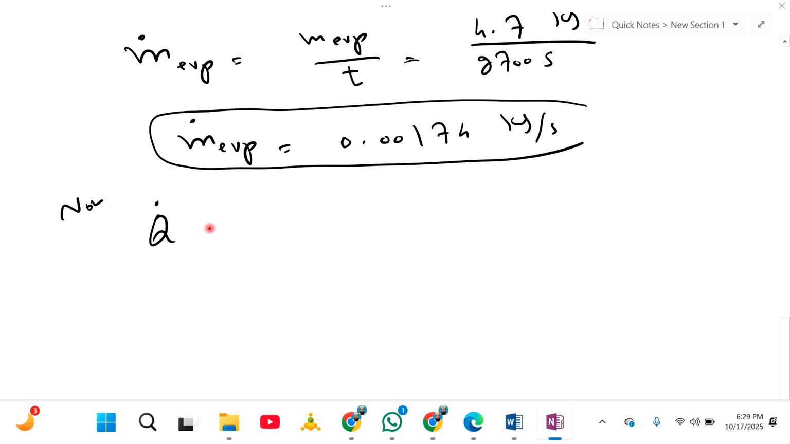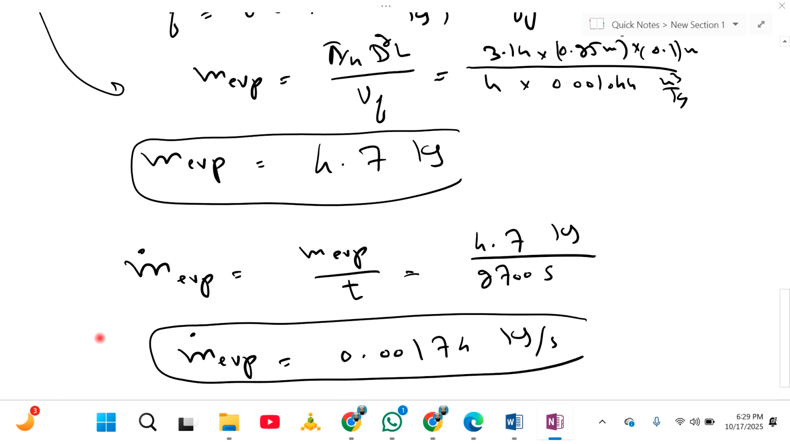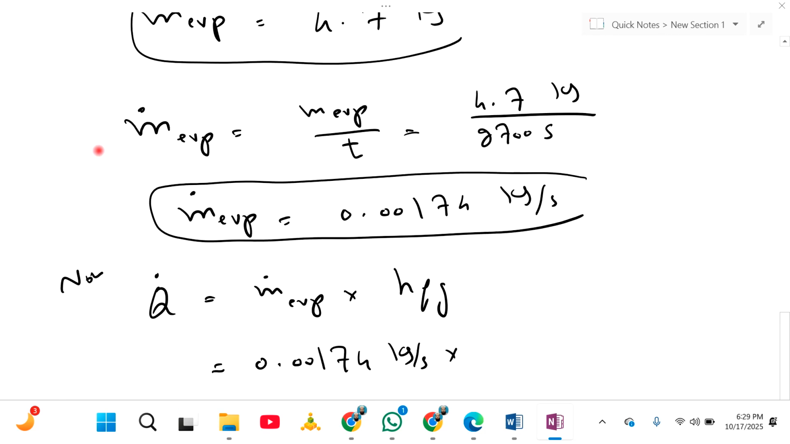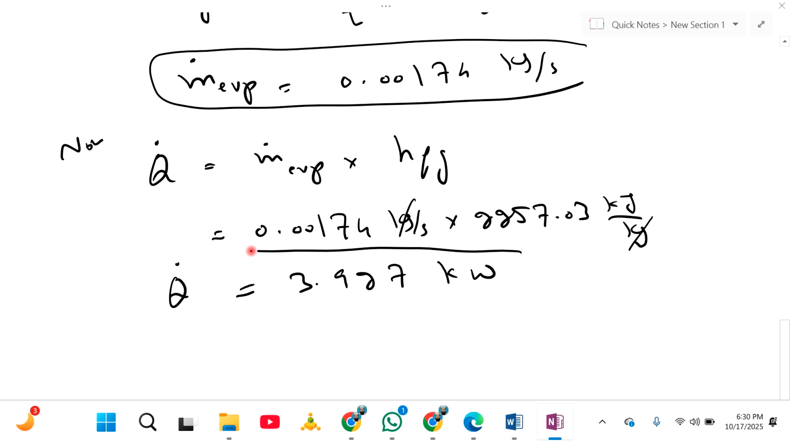mass multiplied by latent heat of vaporization. So 0.00174 kilogram per second, and Hfg is 2257.03 kilojoule per kilogram. So kilogram will be cancelled with kilogram, and Q dot will be equal to 3.927. This is rate of heat transfer, which is required in problem 3.43.